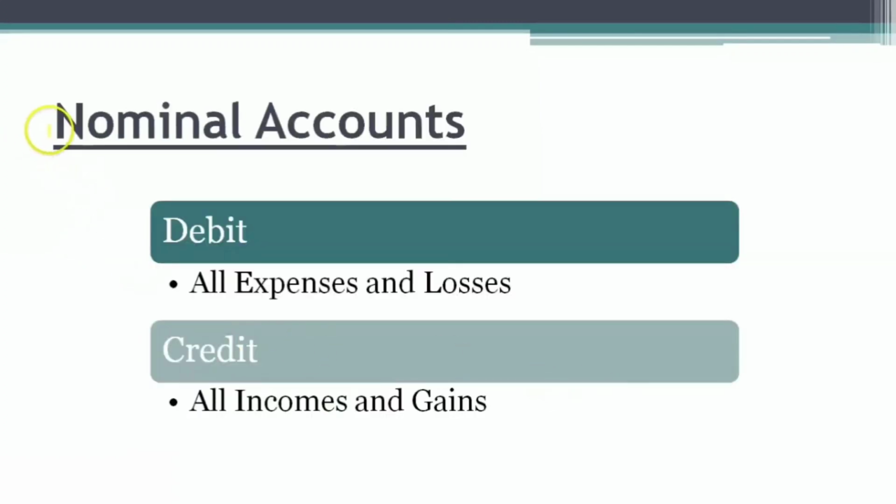Last is the nominal account. This account deals with incomes and expenditures of a company that we need to calculate the final profit or loss. For example, salary, wages, interest, rent, etc. The rule for accounting says debit all expenses and losses and credit all incomes and gains.